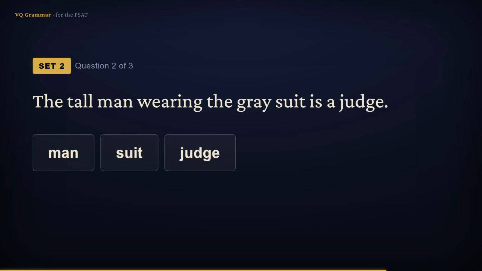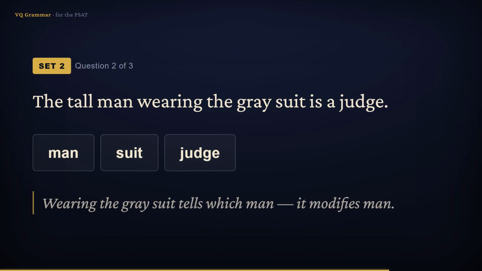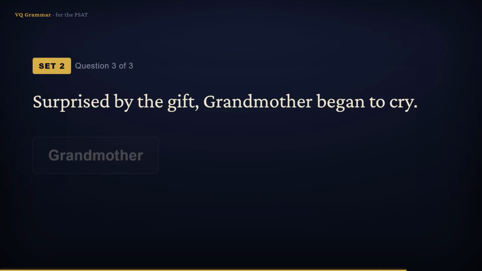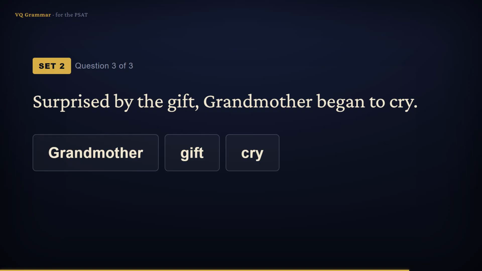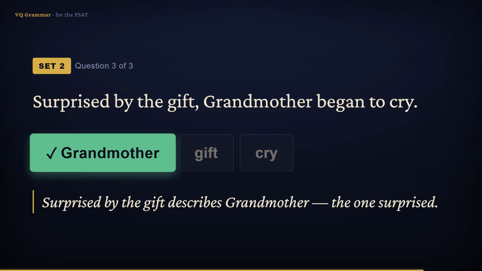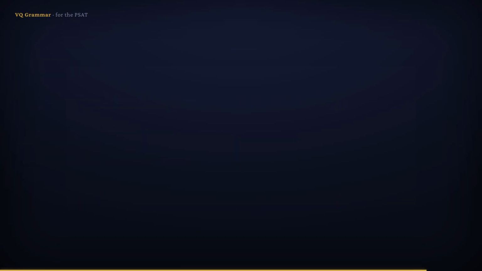The tall man wearing the gray suit is a judge. The phrase wearing the gray suit tells us which man we mean. It sits right next to man, and it's describing him. So the answer is man. Surprised by the gift, grandmother began to cry. The phrase surprised by the gift describes whoever was surprised. That's grandmother, sitting right next to the phrase. So the answer is grandmother.